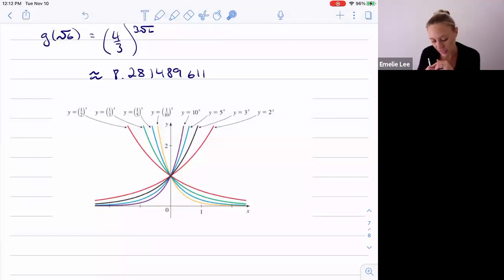Same sort of idea for when we have whole number bases greater than 1. 10 to the power of x is our highest base here, 10, 5, 3, 2. And it's going to be closest to the y-axis, which means it's the steepest of these growth models. And as the base becomes smaller or closer to 1, it starts becoming more and more shallow. Okay, so these are the general behaviors of these things.